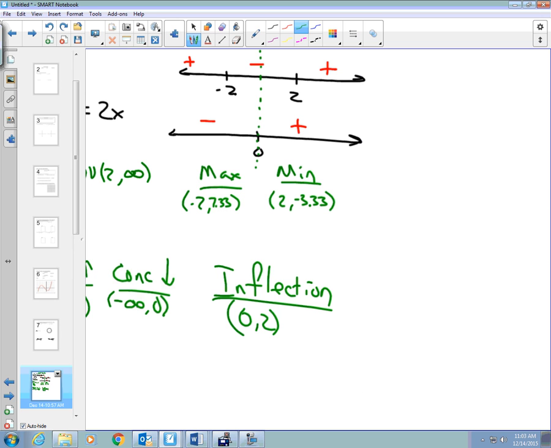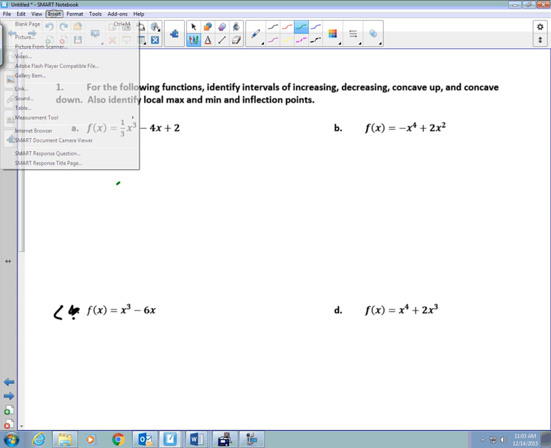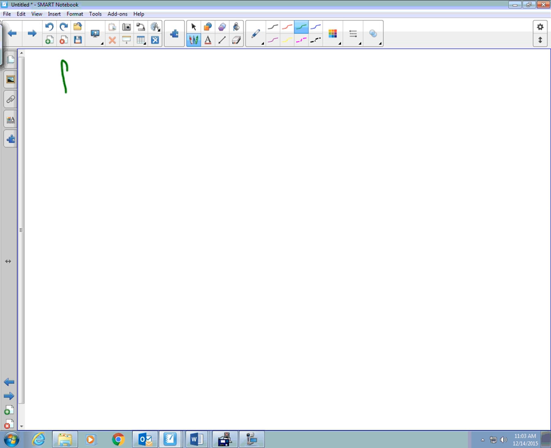Okay. So we move to our next one. We're going to do letter B. Again, I'm going to use extra paper because I did not give you guys enough. My bad. So f of x is equal to negative x to the fourth plus 2x squared. I need to find both derivatives.